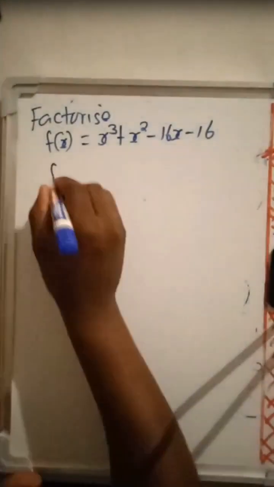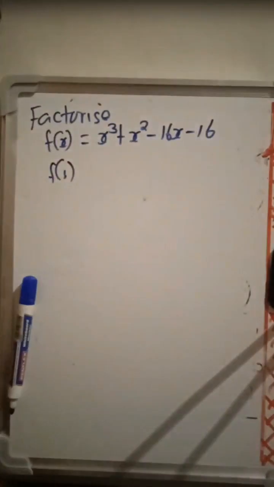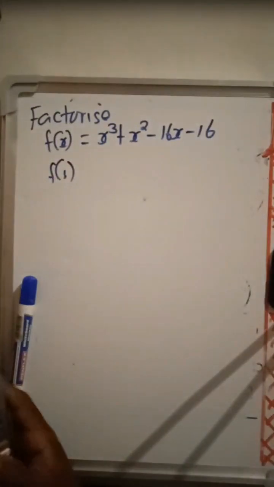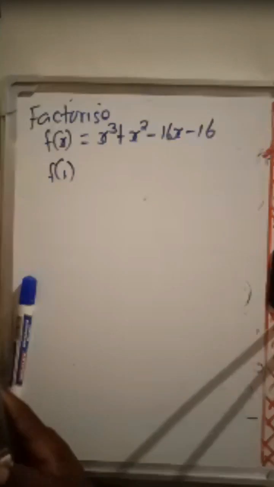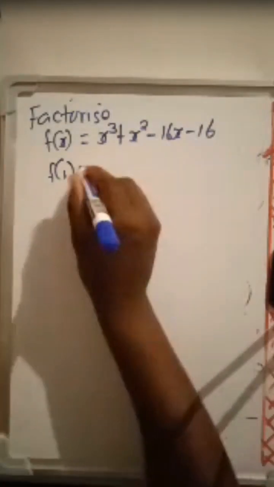Let's check f of 1. What do we get? You have to substitute there for x. That is going to be 1 cubed plus 1 squared minus 16. Then you have to put in brackets 1 minus 16. So I get that f of 1 is equal to negative 30.